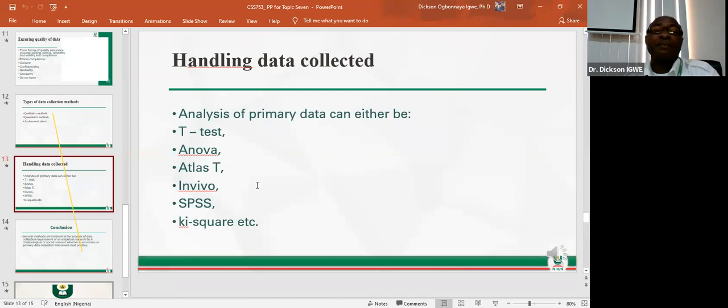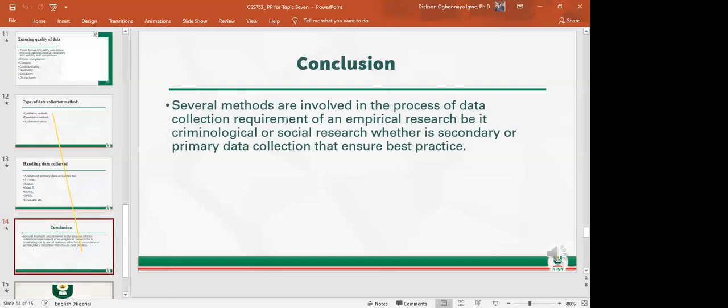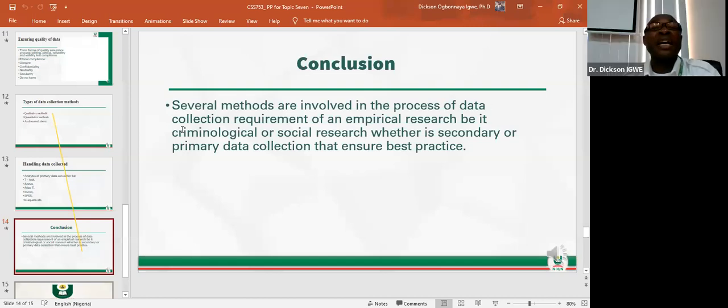So with this, we come to an end to the lecture, but not without a conclusion. Thus, several methods are involved in the process of data collection, a requirement of empirical research, be it criminological research or social research, whether it's secondary or primary data collection, that ensure best practice.